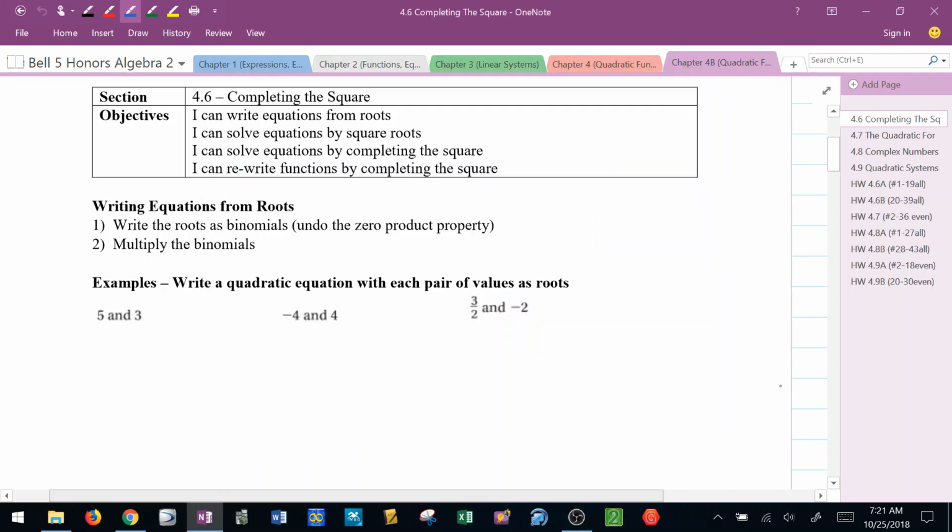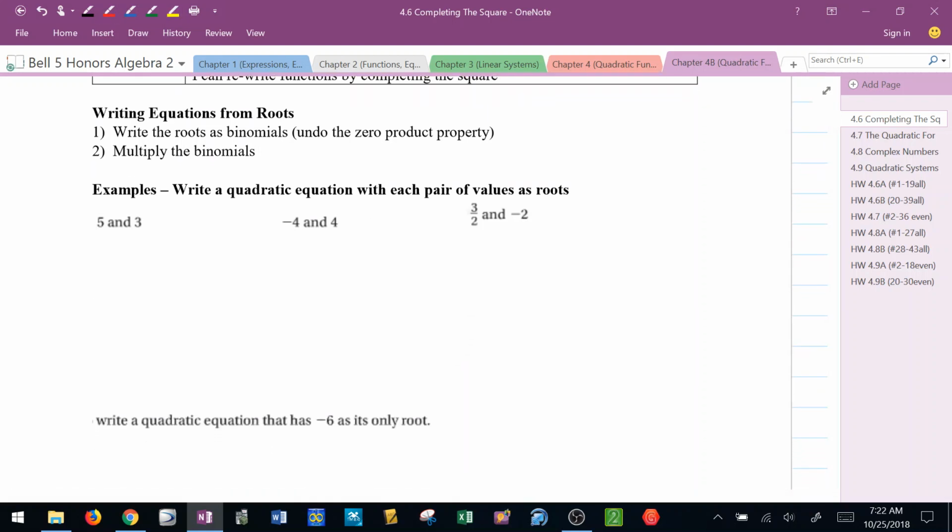For this lesson, 4.6, we're actually going to call this 4.6a. What we're going to focus on here is, can you write equations from roots? I want to be able to solve equations by taking square roots. And then we're going to focus on just learning a technique called completing the square. We'll come back and do a lesson 4.6b where we'll finish up the remaining things on here.